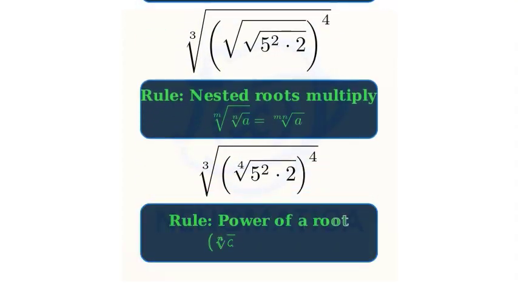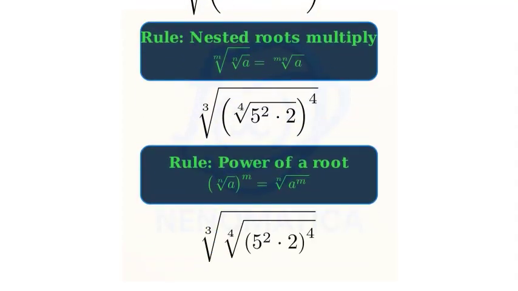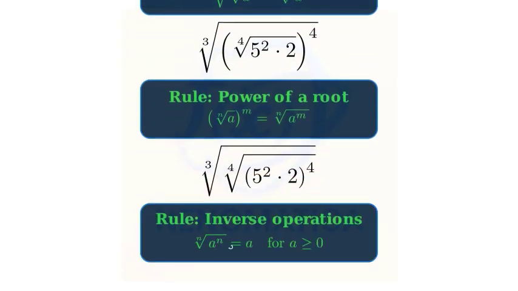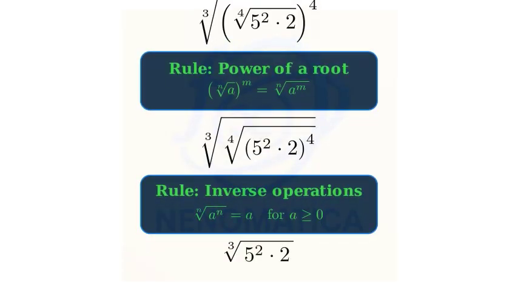Step 3. A root raised to a power can move the power inside the root. We use the rule, the nth root of a all to the m equals the nth root of a to the m. Inside we now have a fourth root of something to the fourth power. These cancel, leaving just the radicand.